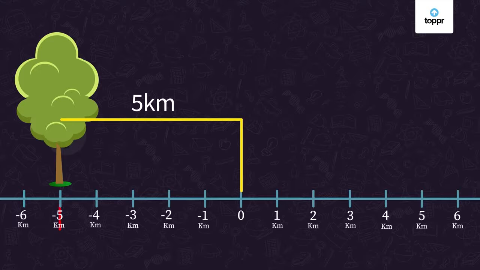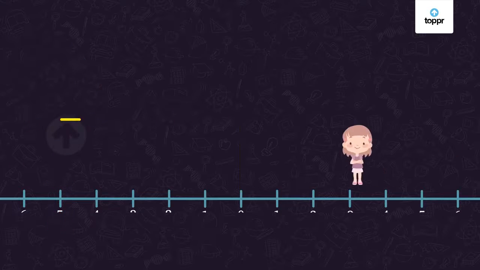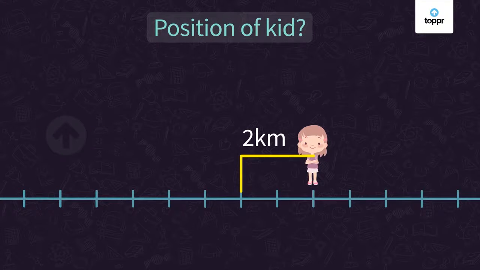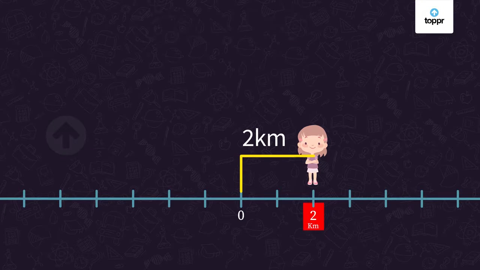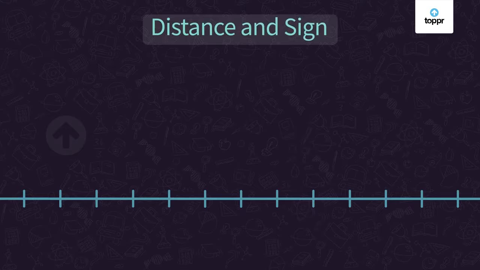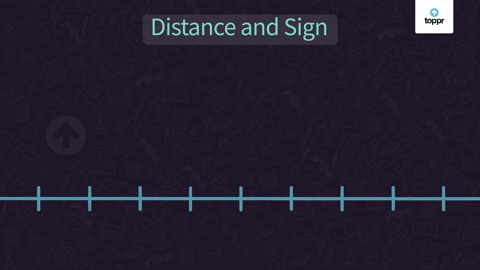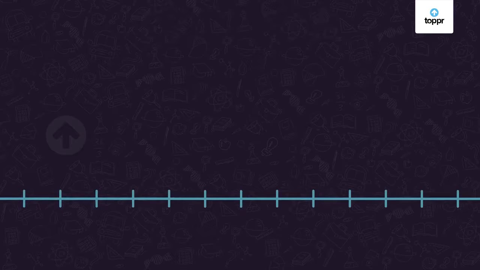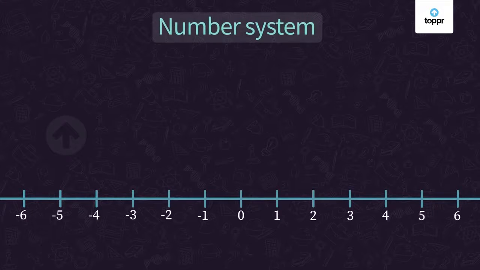So, what is the position of this tree? It is at minus 5 kilometers. And the position of this kid? It is at 2 kilometers. Using distance and sign, we can mark the position of any point on this line. The system for locating position is also called the number system. And it is really useful in defining the position when we study motion in a straight line.